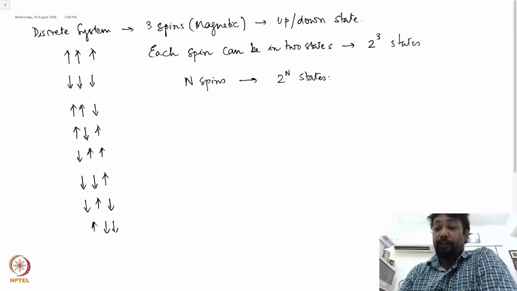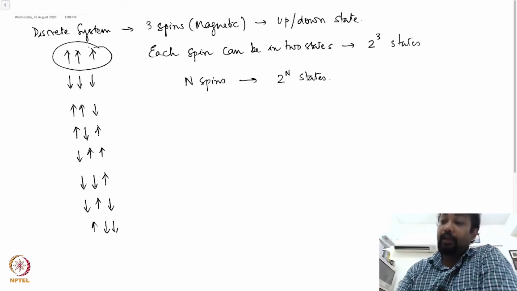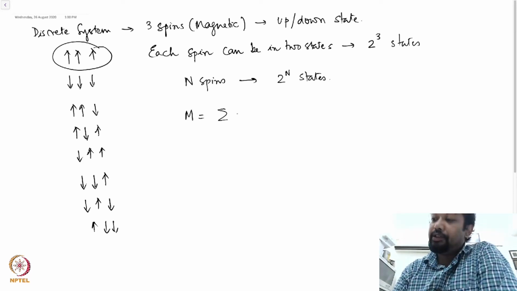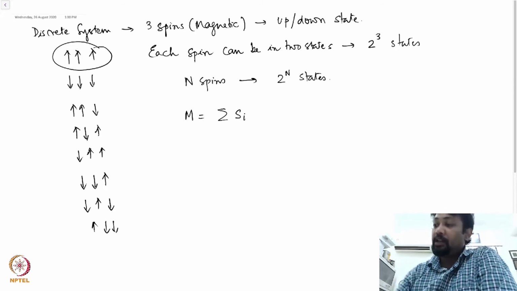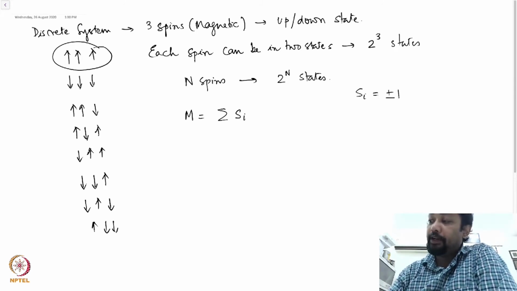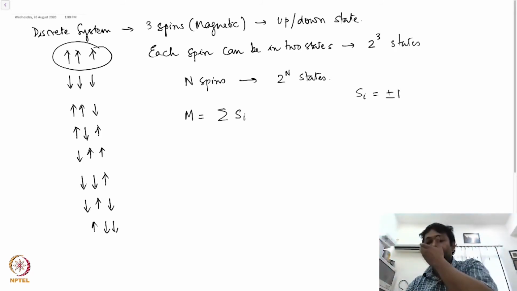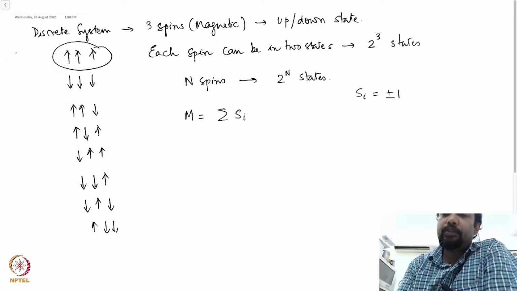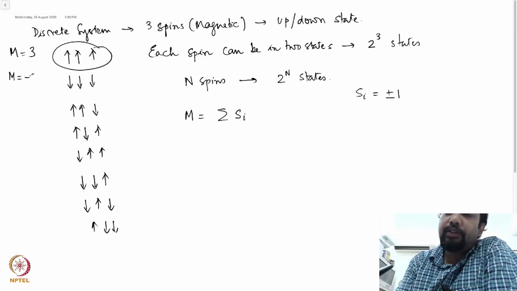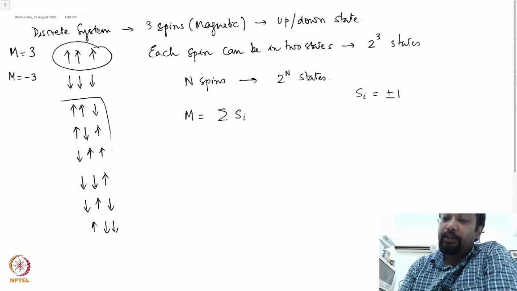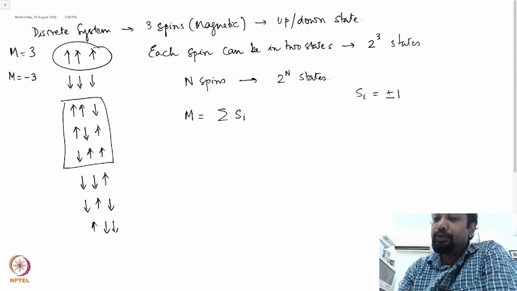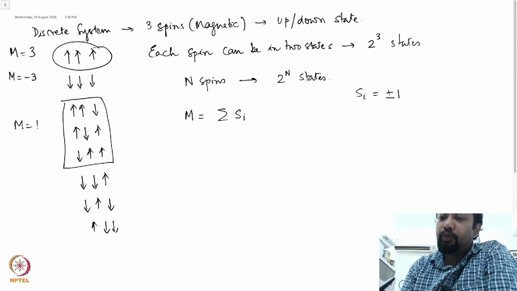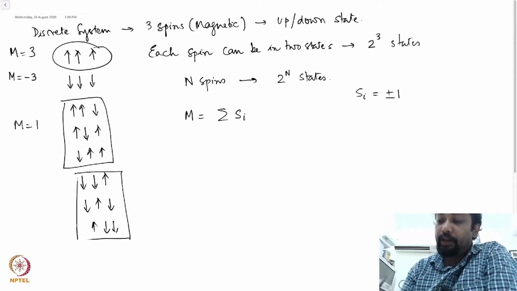If you look at it carefully, let's first define the magnetization, which is the sum over the spin values. Now Si can be plus or minus 1. Just for our computational ease, we will take a value of plus or minus 1. This corresponds to a magnetization of m equal to 3. This corresponds to a magnetization of m equal to minus 3. And all these states correspond to a magnetization of m equal to 1. And this corresponds to a magnetization of m equal to minus 1.